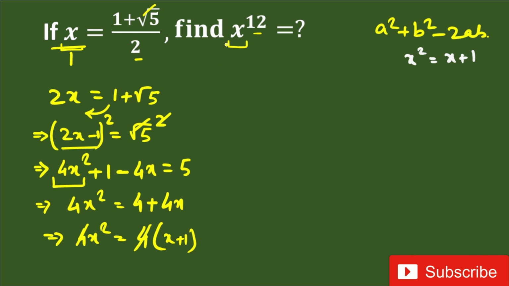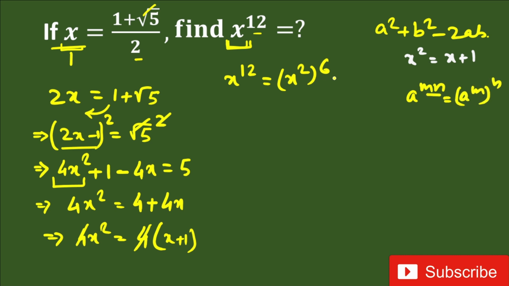Now the demand of this question is to calculate the value of x raised to the power 12. So we can write x raised to the power 12 as x square to the power 6. Here we have used the exponent rule: a to the power mn can be written as (a to the power m) to the power n. So 12 we have written as 2 multiplied by 6. Now here we will put the value of x square. So the value of x raised to the power 12 will be, where x square is x plus 1, (x plus 1) whole to the power 6.